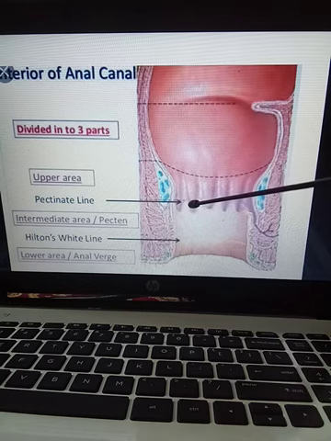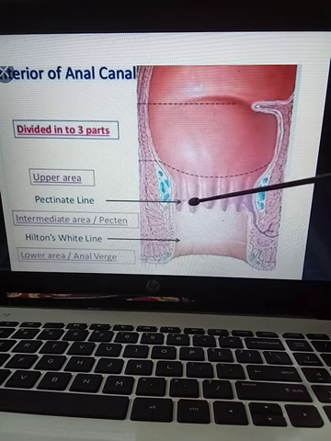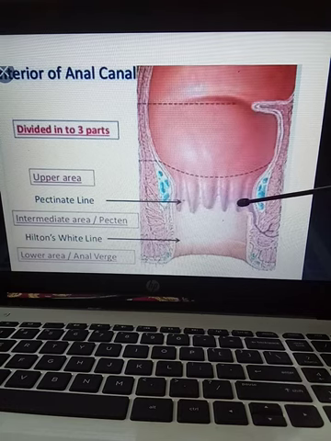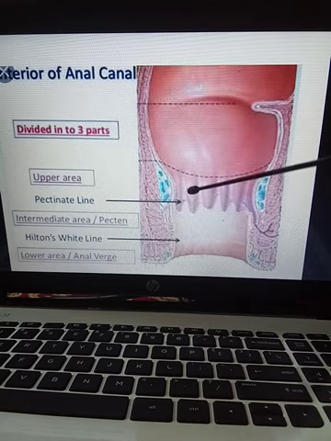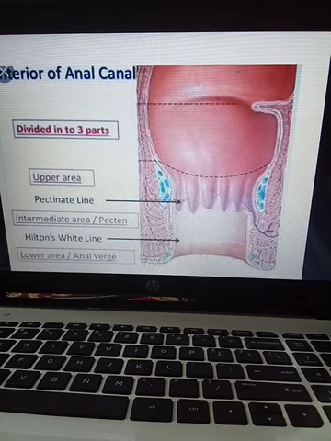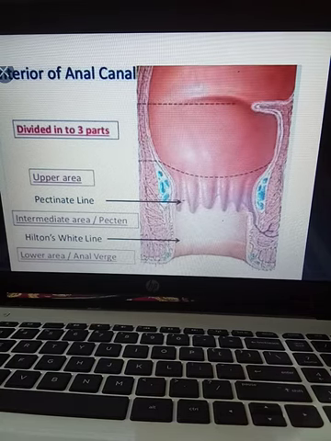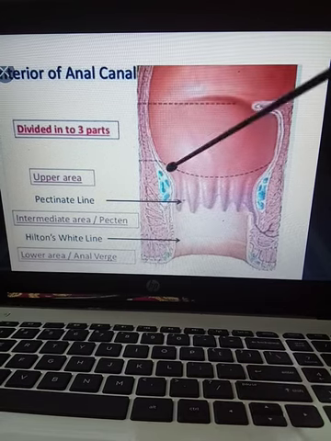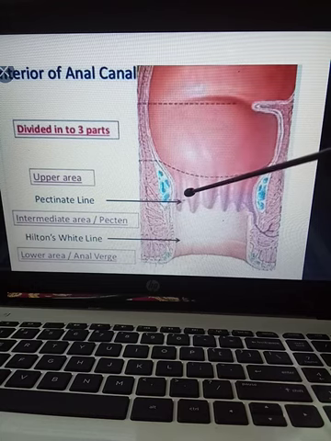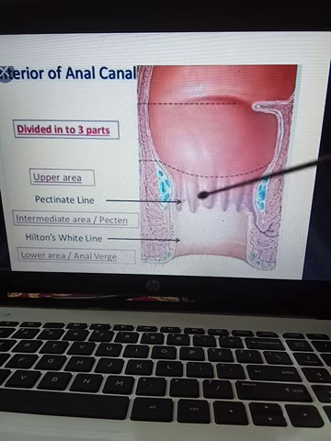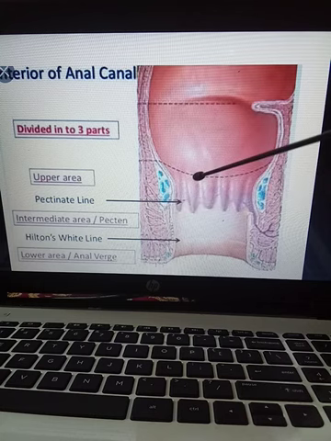Now if you look, above each valve you have a depression. That is called the anal sinus. So what have we come across in the upper part of the anus? The upper 15 mm comprises the upper part of the anus. In this upper part, you have the longitudinal columns of Morgagni, joined by transverse bars which form the pectinate line. And this pectinate line separates the upper part from the middle part.